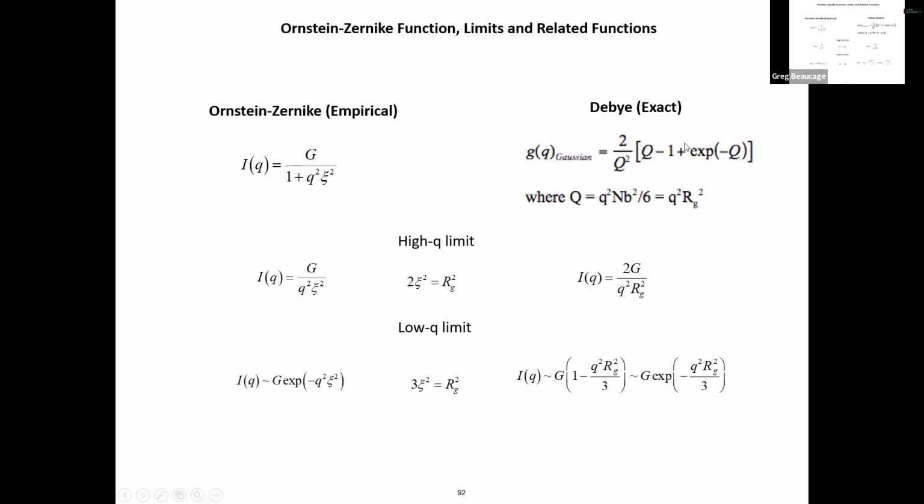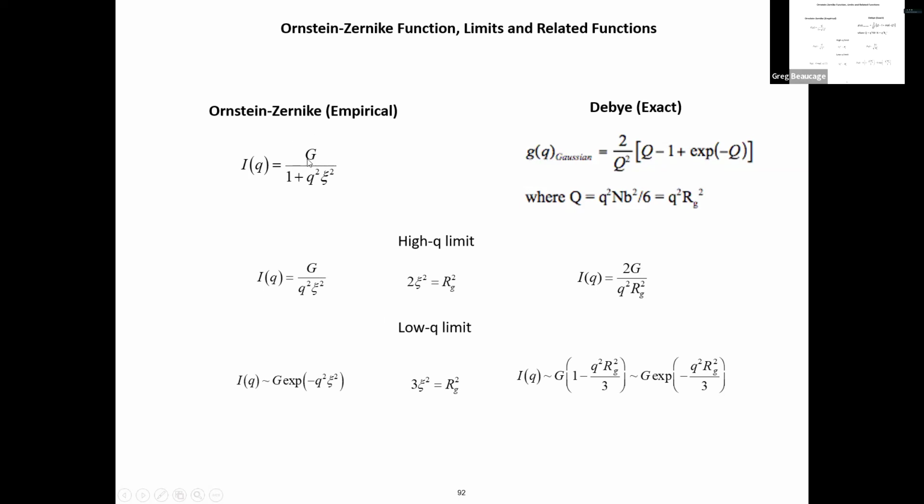If you extrapolate this to high Q and low Q, you get exactly Beaucage's law here. But if you equate this correlation length with Rg, you get that relationship at low Q and that relationship at high Q. So it's not matching this function. They don't match, right? So it isn't describing the same thing as that.